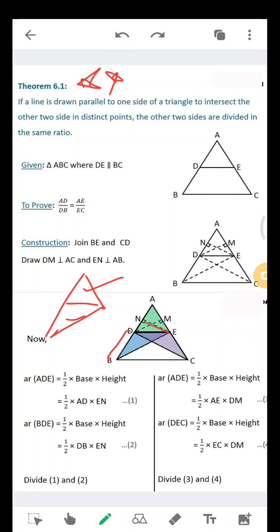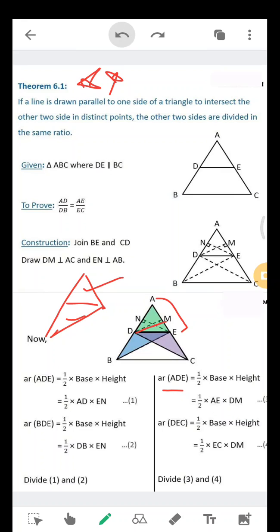Okay, then next, coming to the next triangle now. Next part, area of ADE. Again we'll find the area of this triangle twice. So area of triangle ADE will be half into base into height, but this time I'll use another base. I'll use the base AE and the corresponding height of this is DM, half AE into DM.